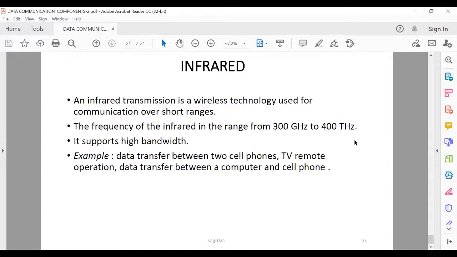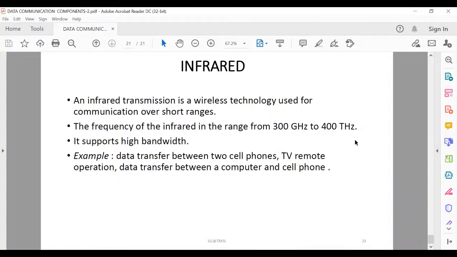Infrared waves cannot penetrate the walls. Therefore, the infrared communication in one room cannot be interrupted by the nearby rooms. And this communication provides better security with minimum interference.